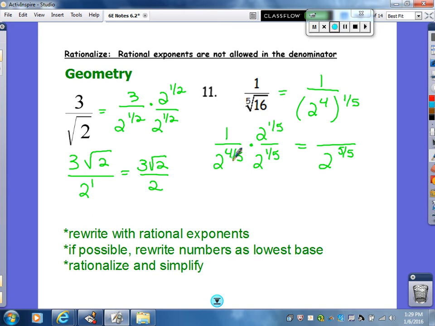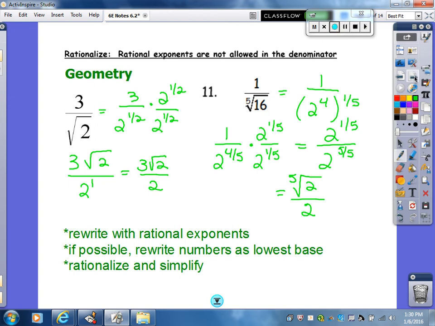Why am I doing that? When I add these together, I'm trying to get 1, or a whole number. Sometimes it doesn't have to necessarily be 1. Alright, so let's clean this up. Up top, I'm going to get 2 to the 1/5. On the bottom, when I add 4/5 and 1/5, I get 5/5. Alright, change it back to a radical. So this is the 5th root of 2 over 2 to the 1st, which is 2. So now it's rationalized. Just be careful when you have numbers that you see if you can rewrite with lowest bases. That's the only way you're going to get them simplified completely.